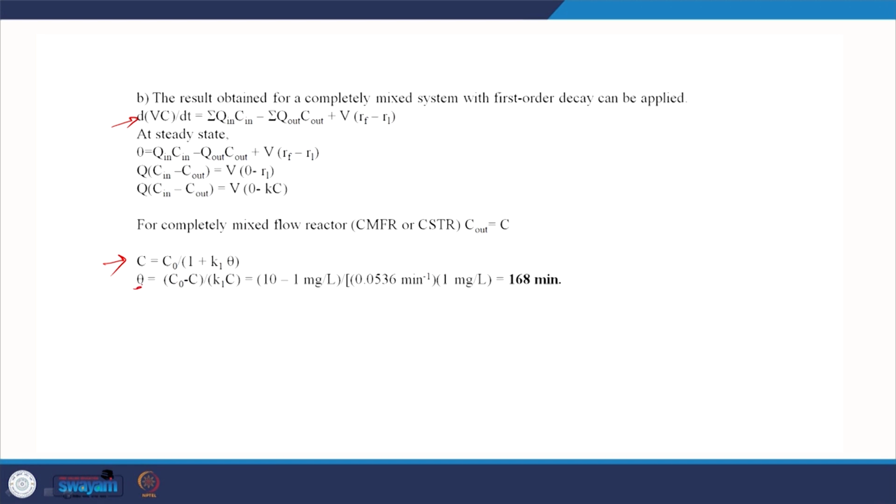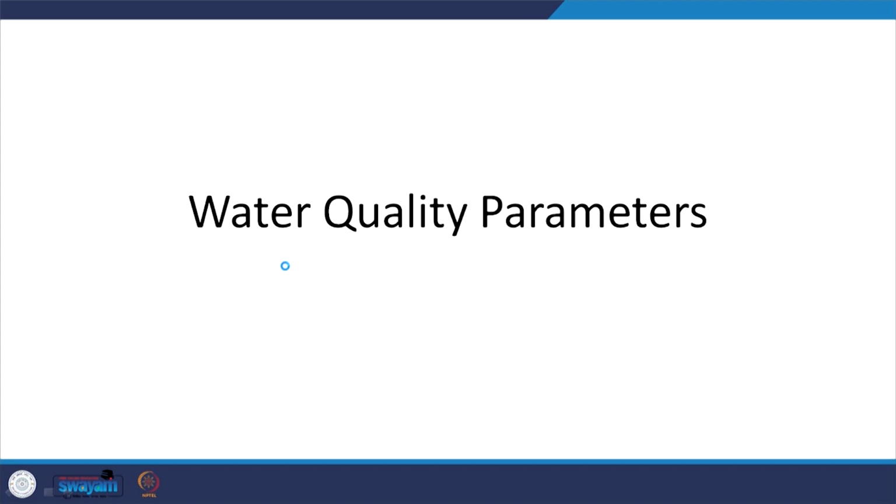So, theta I guess is 168 minutes. Obviously in a plug flow reactor, for the same removal efficiency, 10 to 1, we needed I think 43 minutes, but for a CSTR, for the same removal from 10 to 1, you need 168 minutes, right. Again, we can look at the logic why, but I will leave that to you maybe for an exam question, I guess. Let us move on to the other aspects.